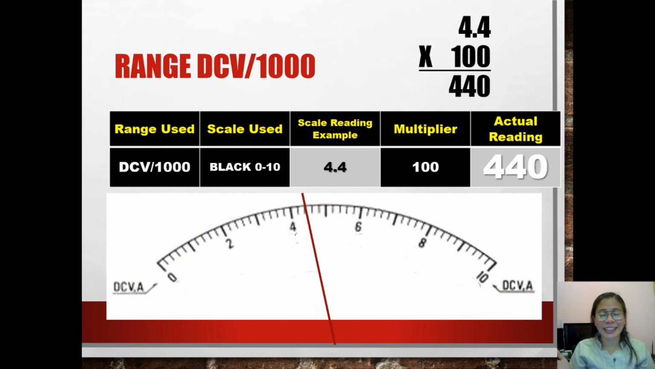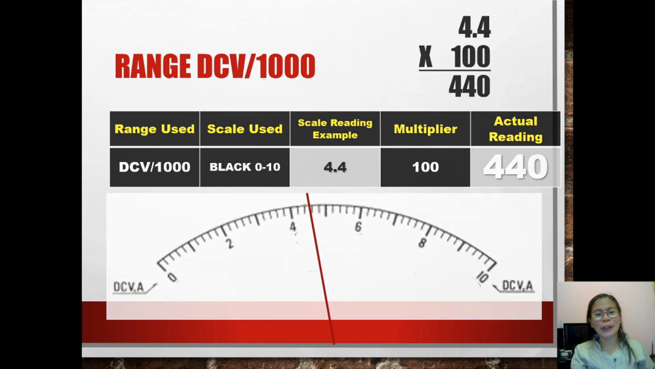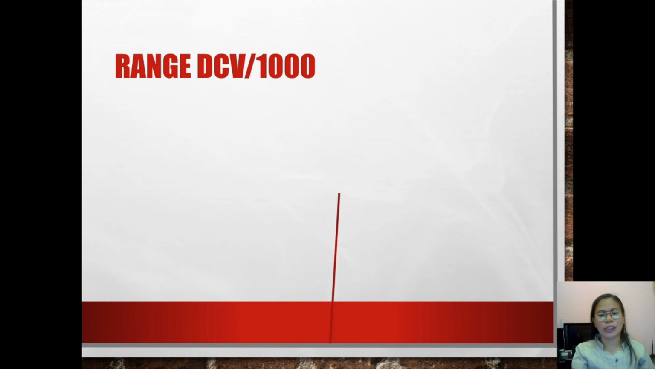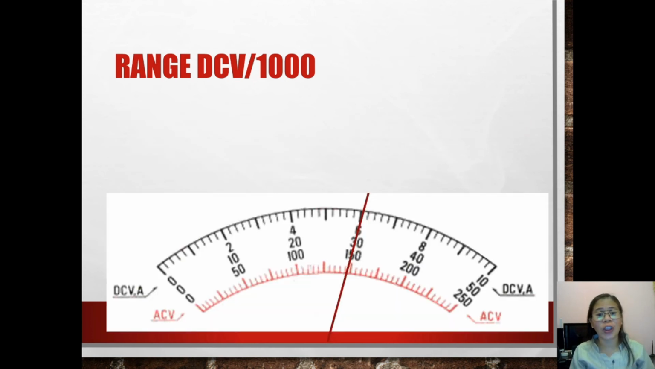Is that clear? 0.01, move the decimal point to the left, 2 decimals. 100, 2 zeros, move the decimal point to the right, 2 decimals. Okay, let's continue. We have another example for the range of 1000. If the pointer fluctuates on this area in the range of 1000, what will be the scale that we are going to use? Okay, we are going to use the 0 to 10.